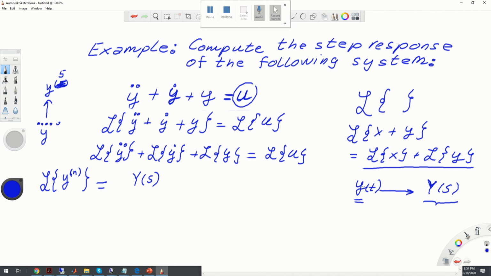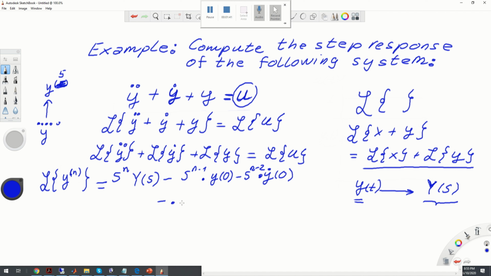So, y of time, and this is y of s. Then you multiply it with the nth power, s to the n power. Then, what do you subtract? You subtract s to the n minus 1 multiplying what? Multiplying the value of the function in the time domain at 0. Then you subtract s to the n minus 2 multiplying the value of the first derivative of the function at 0.